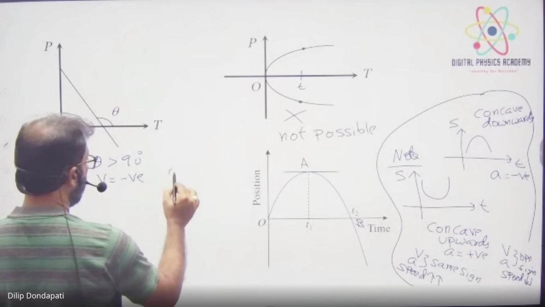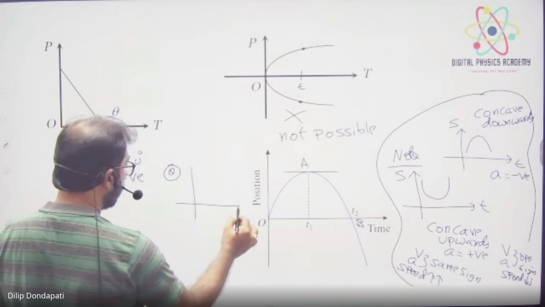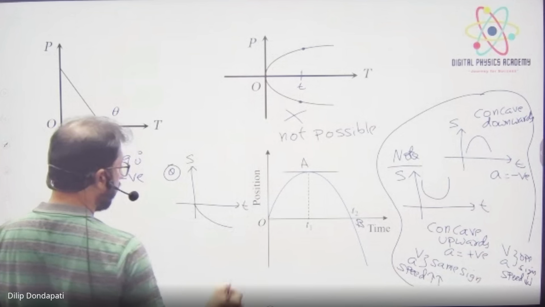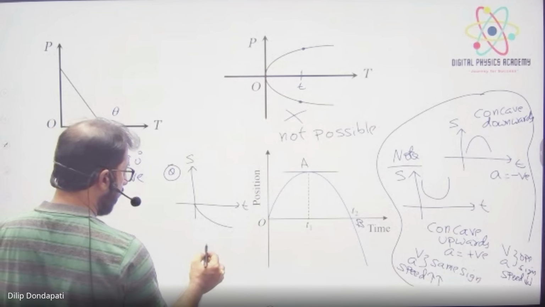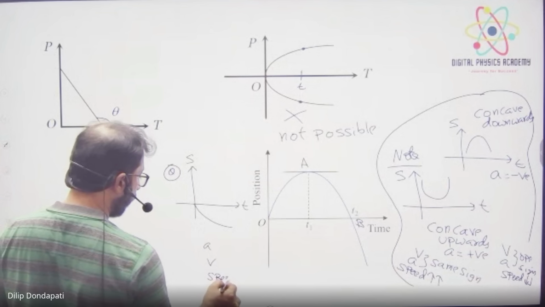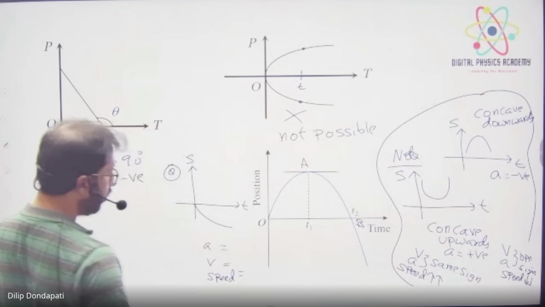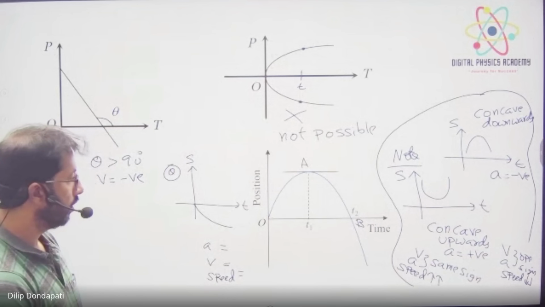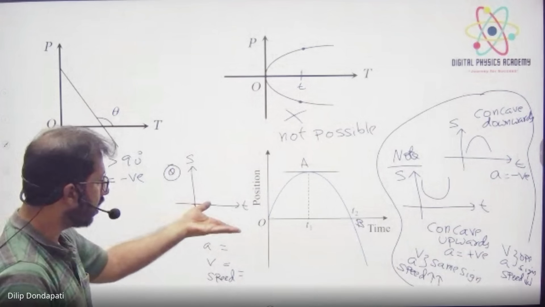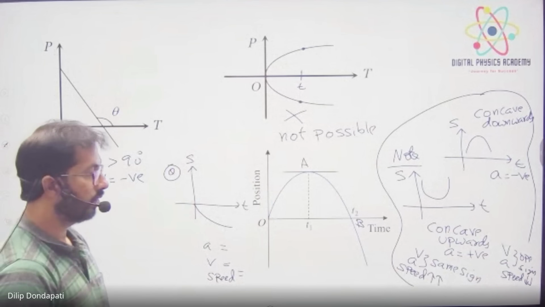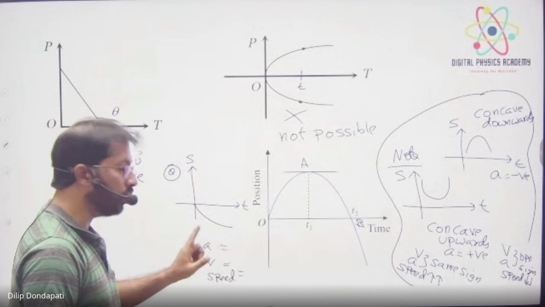Okay, I'll give a question. Tell me. Displacement time graph is given to you. I want about acceleration, velocity. I want about speed also. Acceleration is positive, negative? This is a part of concave upwards or concave downwards, sir? This part. Concave upwards, right? Concave upwards में acceleration is positive, negative?